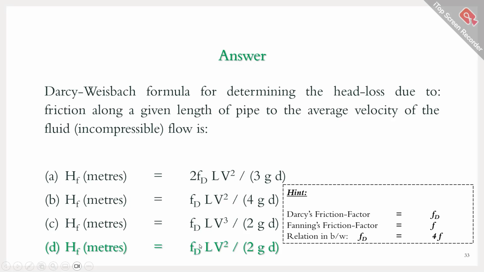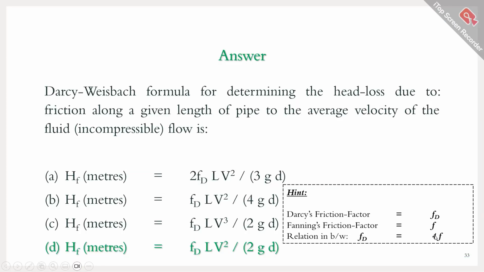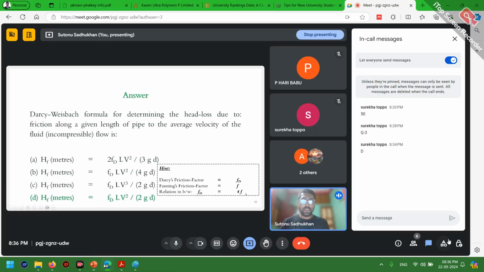So if you put this FD as 4f, it will come out to be 4f LV square divided by 2GD, equals 2FLV square by GD. In this way, you can remember. Either you can remember the Fanning's friction factor formula, or you can remember the Darcy-Weisbach. Anyone you can remember, and you can remember this relation FD equals 4f. In this way, you can remember the other formula, whichever you like.